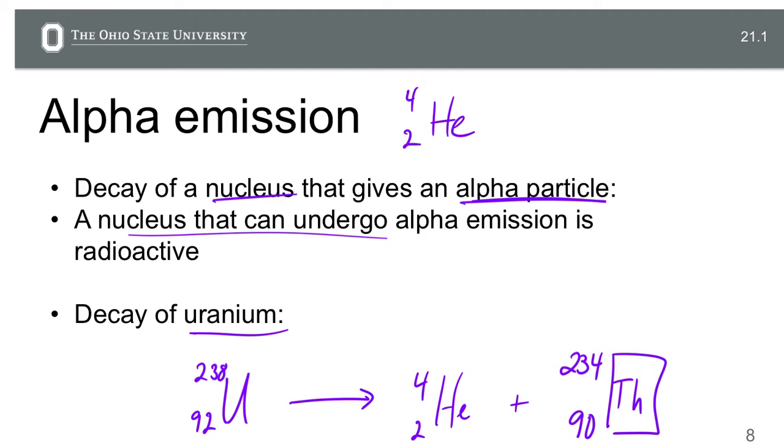So again, to go through this type of figuring out what product was left after alpha emission, we figured out the atomic number and the mass number. The atomic number gave us the element symbol. Does that make sense? It's pretty straightforward, actually.